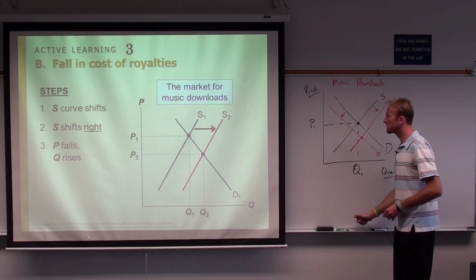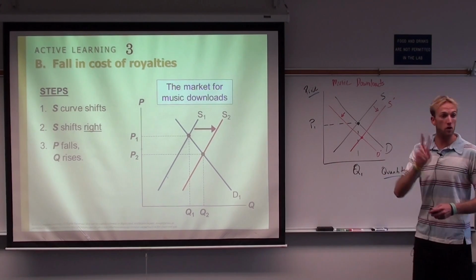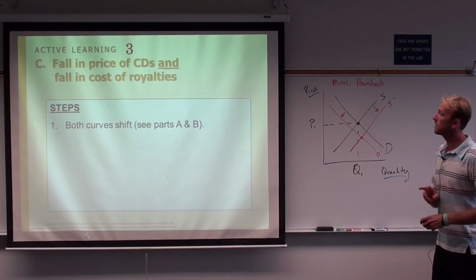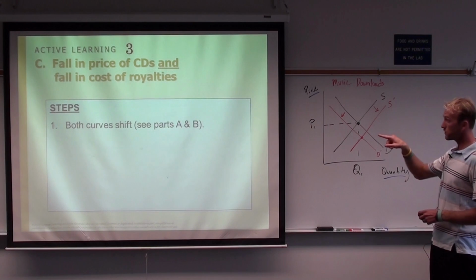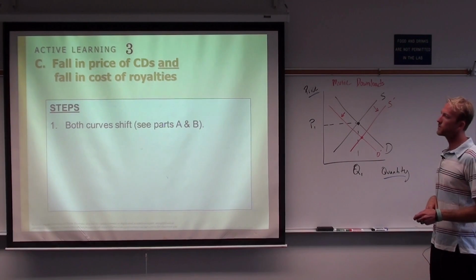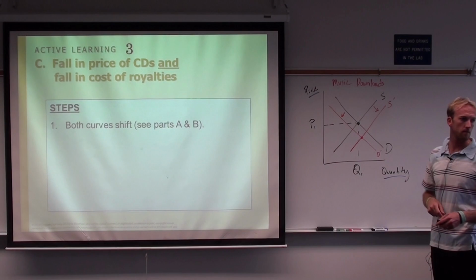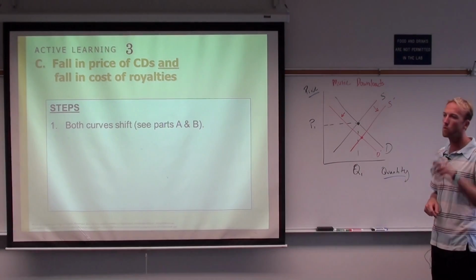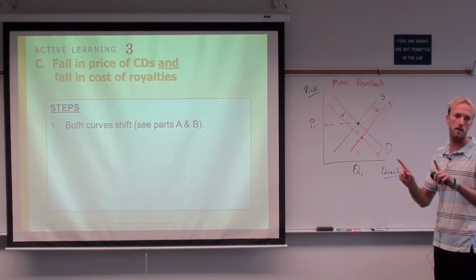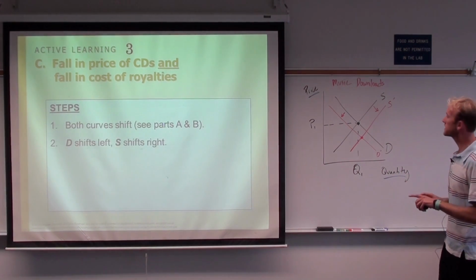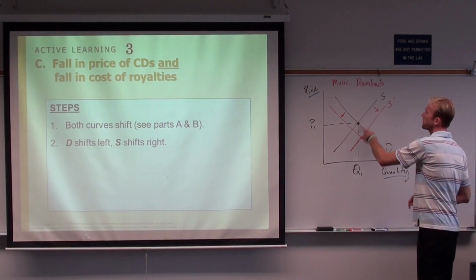OK, so we have something that looks like that. Now, when we have two curves shifting, do I have any problems with ambiguity here? Yes. So that means one of the things I'm going to know for sure, one of them I'm not going to know for sure. So we have the D curve shifting left, the S curve shifting right.